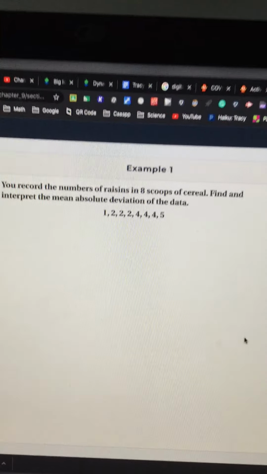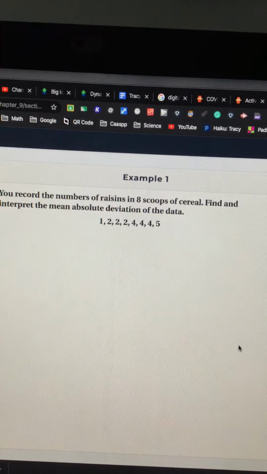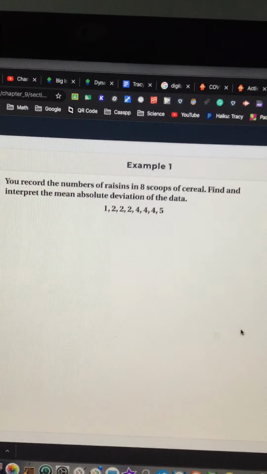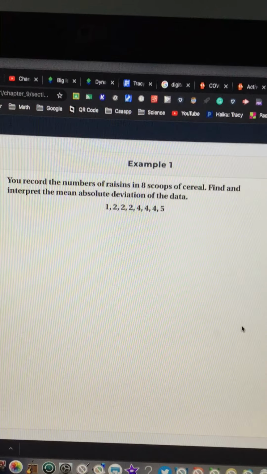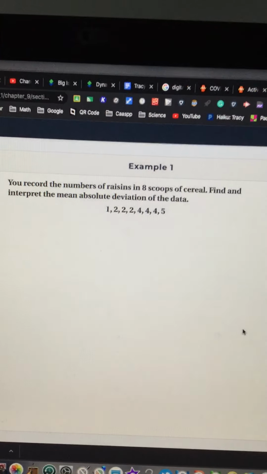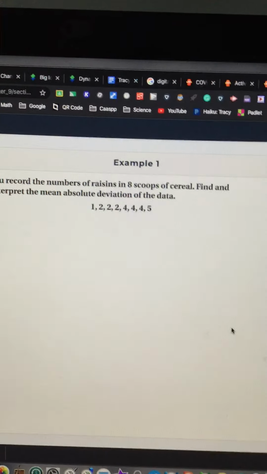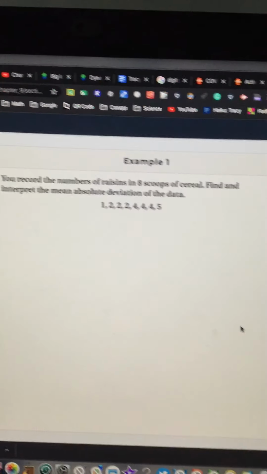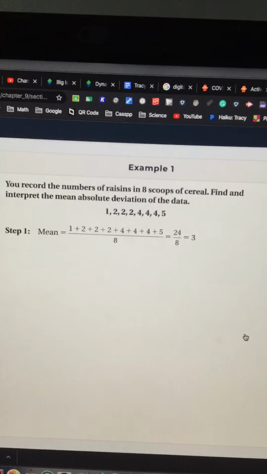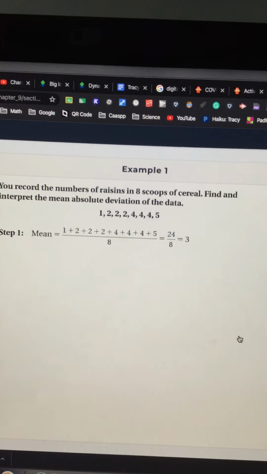Okay, so this section is called mean absolute deviation, and it's a little bit complicated and long, but what we do is we take our data and we make sure it's in order from least to greatest, and then we're going to find the mean.